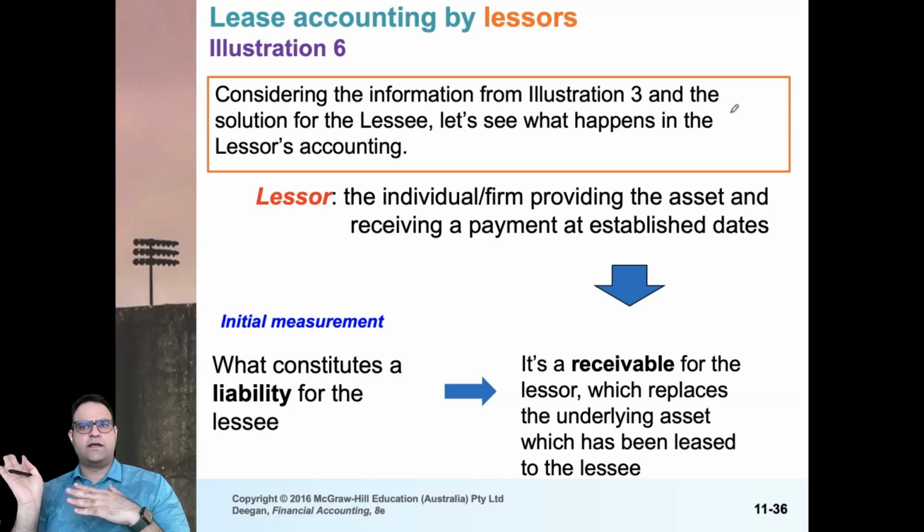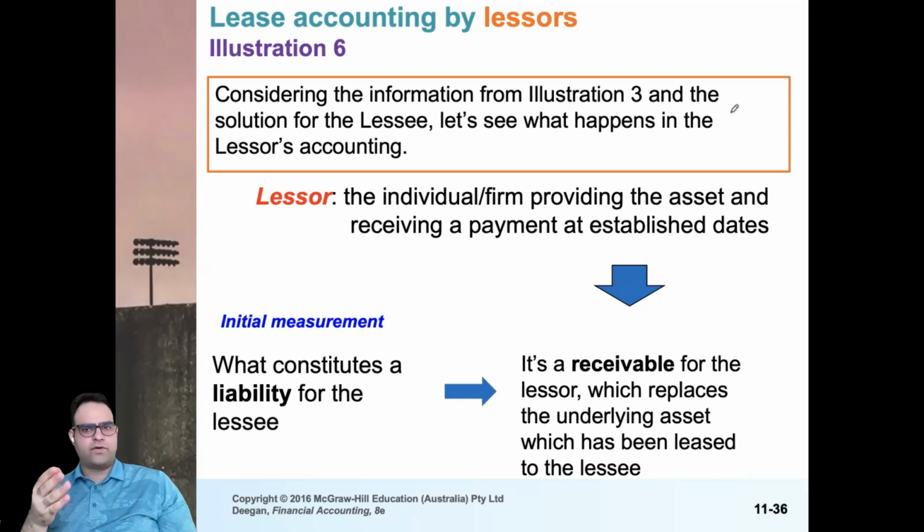Whatever the expense for the lessee is a revenue for the lessor. Whatever the liability for the lessee is receivable for the lessor. So these are the few differences that come in between these two, lessor and lessee.